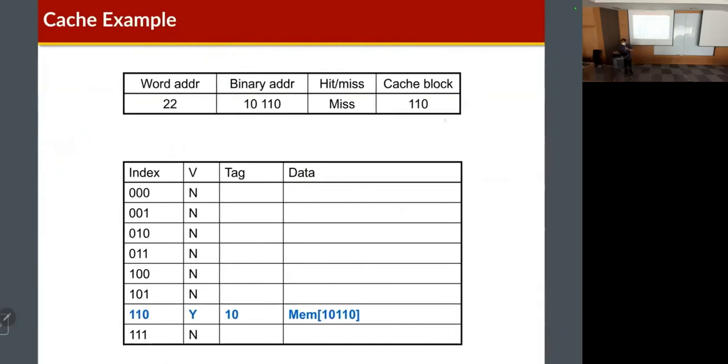So this is the first memory transaction. The word address is 22, which means this is the address for one memory word. If we translate this word address into a binary address, it is 10110. Why is there a space in 10110? Why?